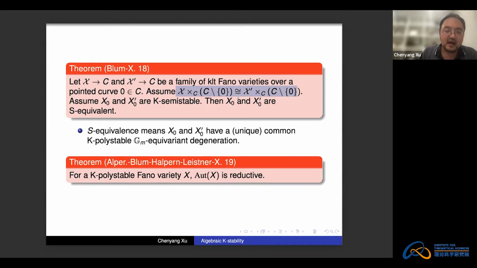And one can actually upgrade this work by Blum and myself, and Xu, to use some more general theory. Once you upgrade it, you get some very nice applications. For instance, you prove that for a K-polystable Fano variety, the automorphism group is reductive. Again, as I said, if you assume Kähler-Einstein on the smooth one, this was Matsushima's work.